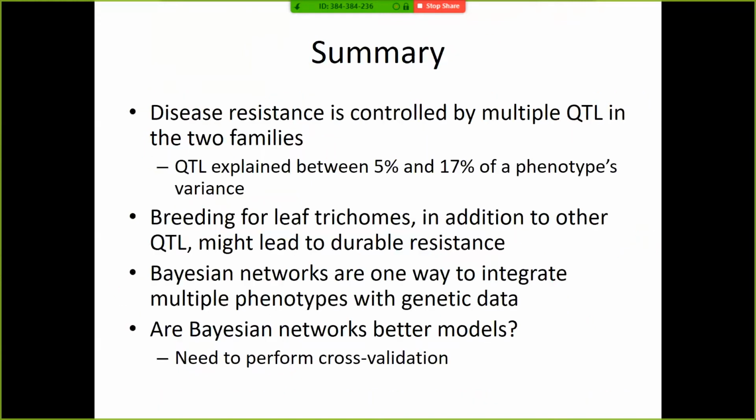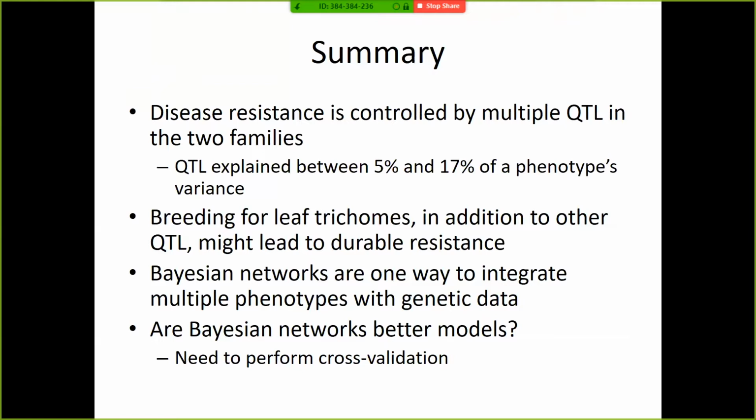So to summarize, the disease resistance in the two families is controlled by multiple QTL, and they only account for a small percent of the phenotypic variance. Breeding for leaf trichomes, as well as other QTL, could possibly lead to durable resistance, again because you have that type of physical barrier mechanism, versus a mechanism that's biochemical, where there's, say, necrosis occurring to stop infection.